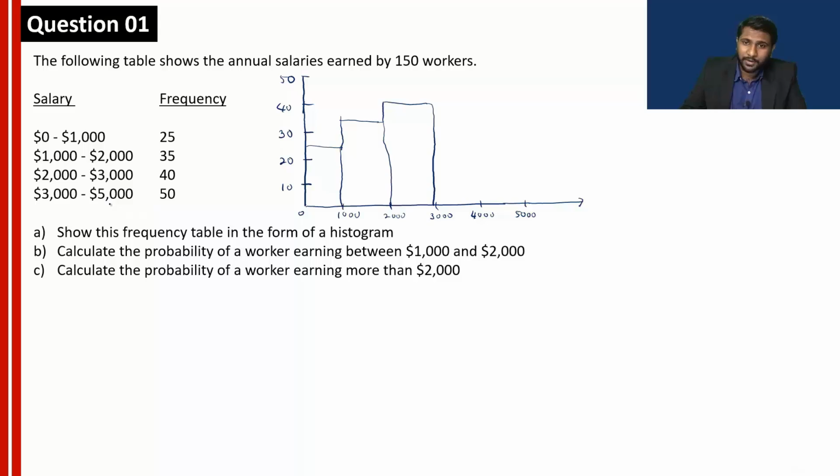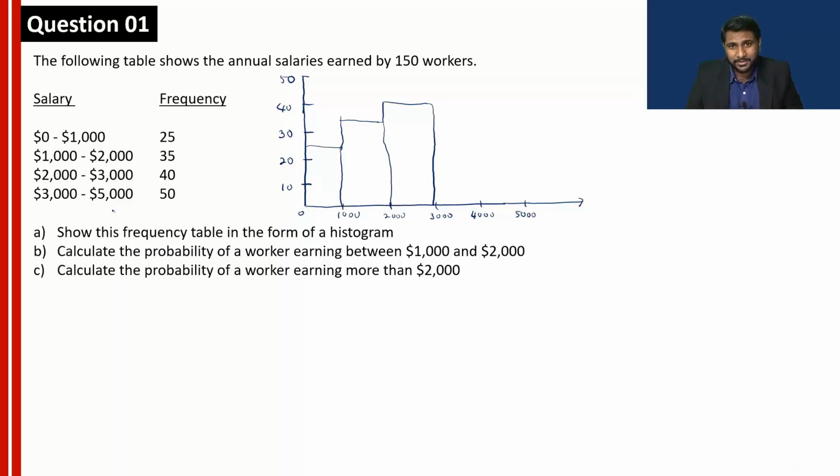So here what you have to understand, I hope you all can remember this. From 0 to 1000, the class size is 1000. Here also the class size is 1000. Here also the class size is 1000. But this class size is 2000. So you are considering two classes.